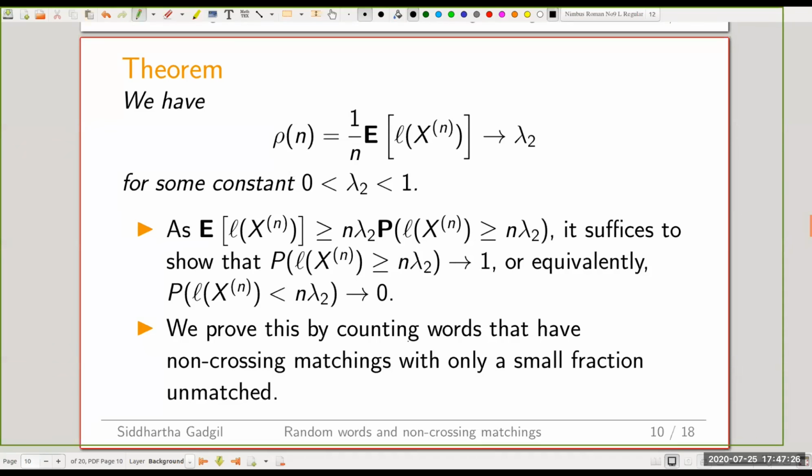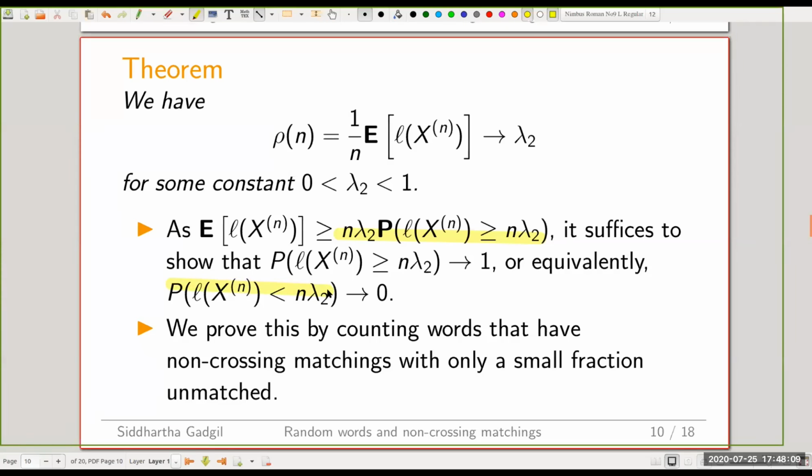Okay, so first of all, to show that the average number is positive, it's bounded above by, you can see, n lambda 2 times the probability of this event. This is elementary. So let's take n to the other side: the expectation of this divided by n is greater than lambda 2 times this probability. And so it's enough to show this probability goes to 1, or equivalently the probability that, now the final statement you can concentrate on if this is not obvious to you.